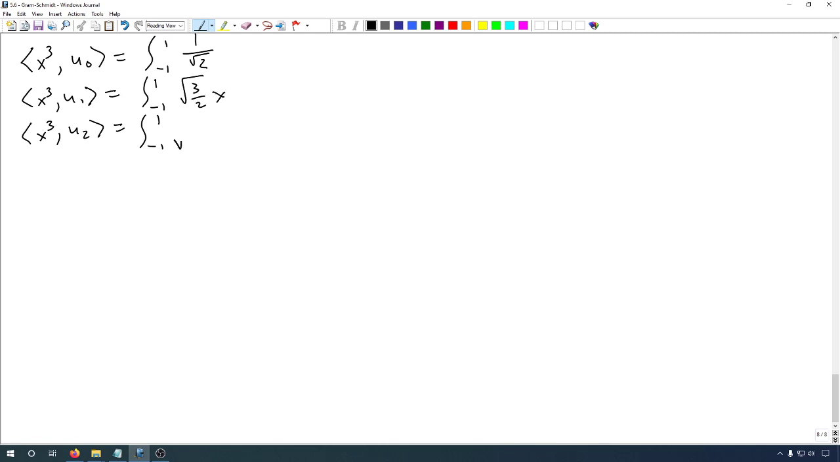And then, what was this? Square root of 5 over 8 times 3x squared minus 1. So those are all the u0, u1, u2, and they're all going to be multiplied by an x cubed.